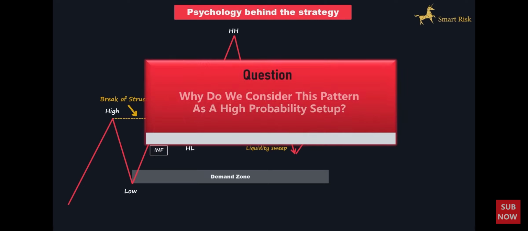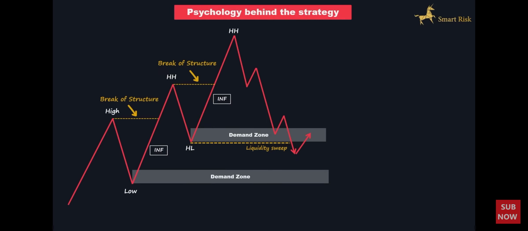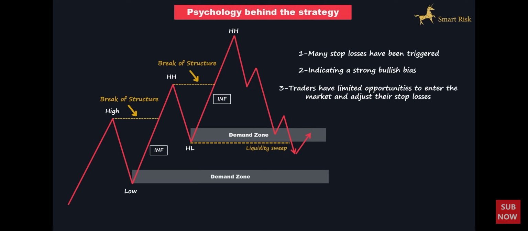Trades. So, why do we consider this pattern as a high probability setup? We consider this pattern as a high probability setup because in this scenario, the liquidity below the recent low has already been swept. This means that many stop losses have been triggered, leading to a sharp increase in buying pressure. Additionally, the price has started to move upward with significant momentum, indicating a strong bullish bias. Furthermore, it's important to note that there is no significant liquidity pool below this zone due to the aforementioned scenarios.